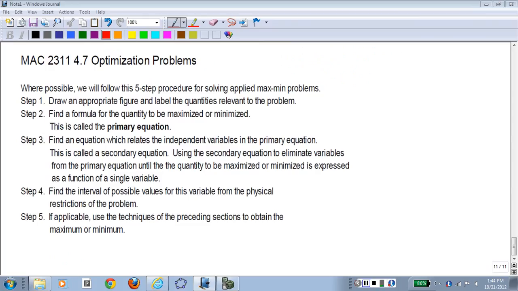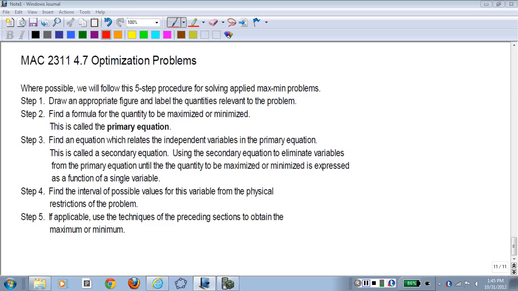In 4.7, we're looking at some optimization problems. I think they are some of the more interesting problems in the course. There will be a 5-step procedure. We'll do some of these steps, maybe all the steps in some problems. But they'll give us some guidance as to what to do next as we work our way through them.